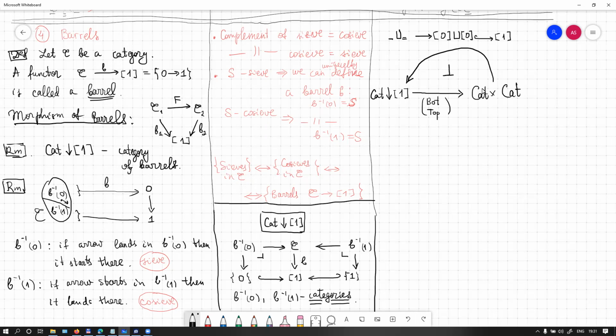In another way, you can imagine a barrel. So here is your B minus 1 of 0, and it has some arrows, maybe not arrows, we'll call them staves later, to B minus first of 1. So this is a barrel.